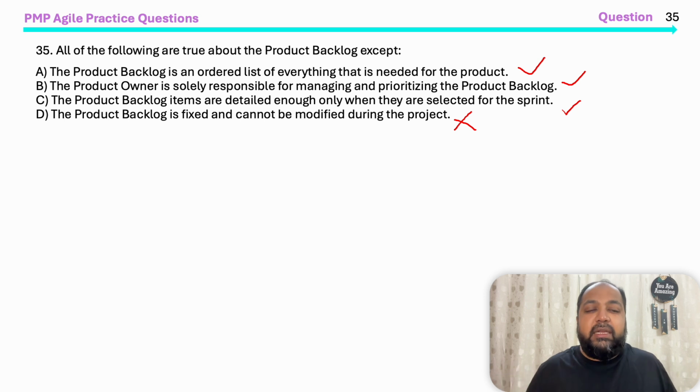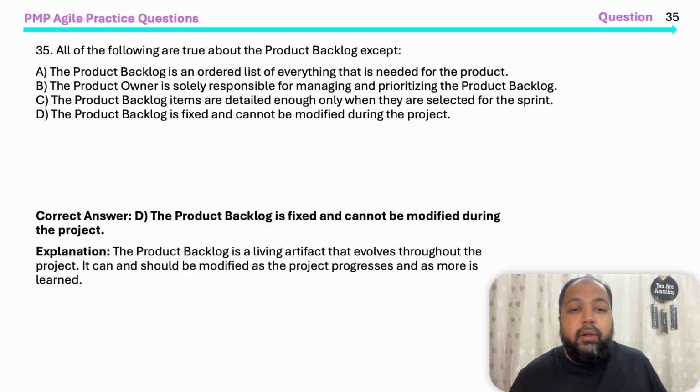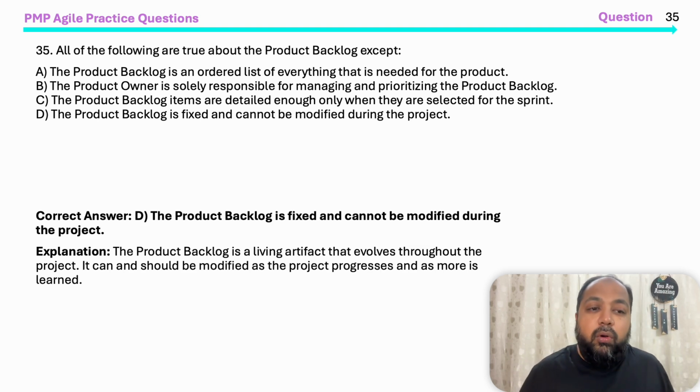You will get new things. As you do work, new things will come during the project. If it is sprint backlog, it can be modified in the sprint. Okay, that will be fixed. So choice D. The product backlog is a living artifact that evolves throughout the project. It can and should be modified as the project progresses and as more is learned.